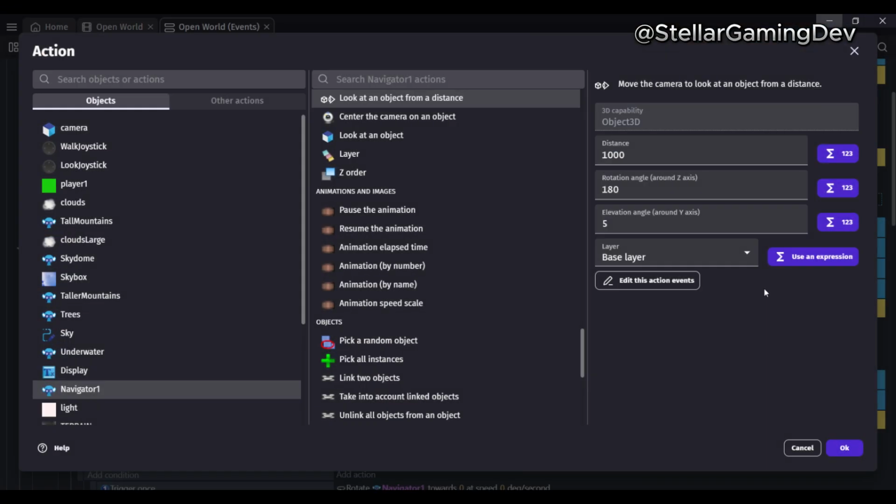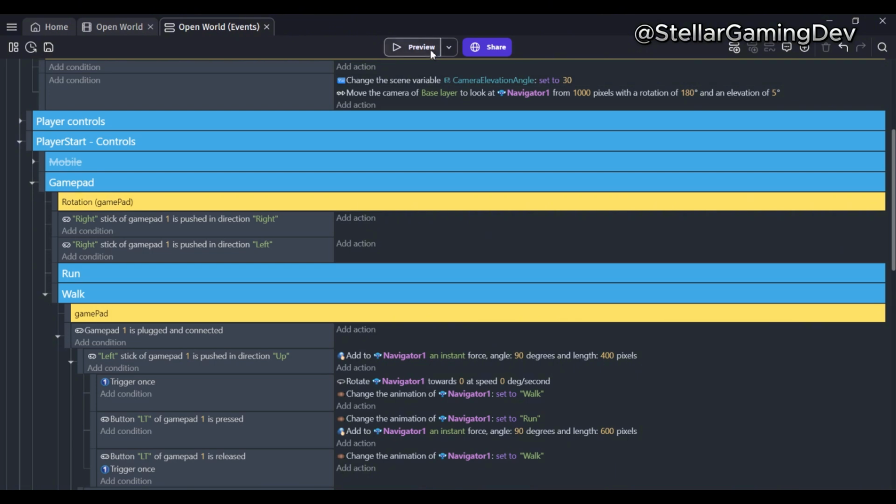So I tell the engine to use the third-person camera to look at the character from about 1000 pixels with a rotation of 180 degrees and an elevation of 5, which is pretty much how I want it to look at the moment.